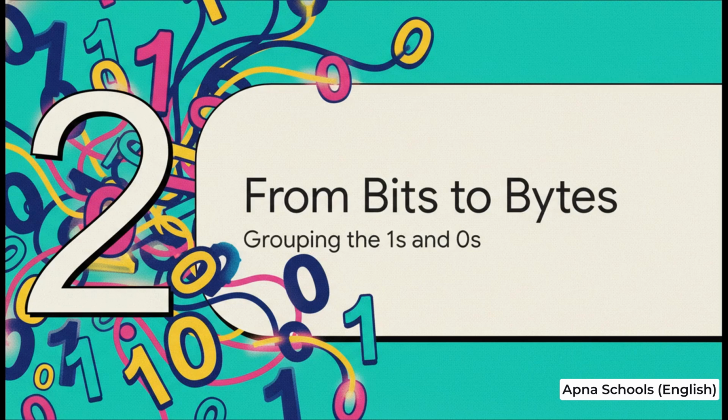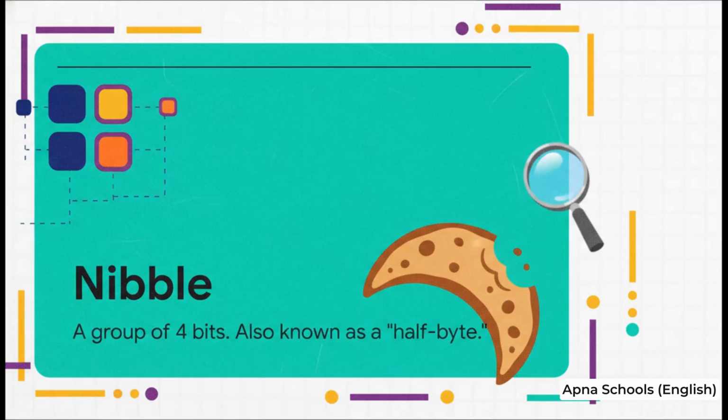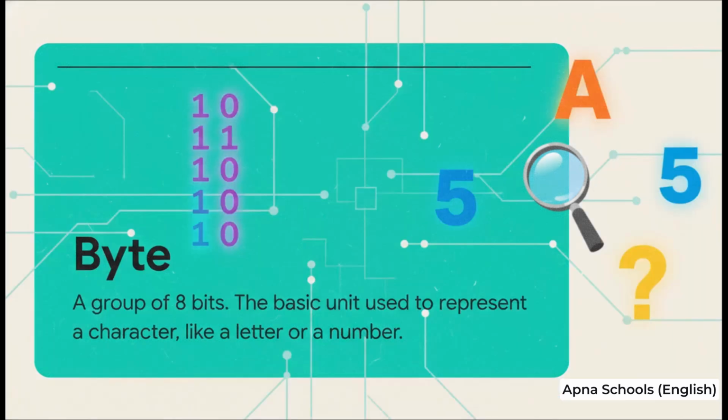So the next logical step is to start bundling them together to form the first meaningful words in the computer's language. First up, and this is one you might not have heard of, is the nibble. It's just a group of 4 bits. You can think of it as a half byte. Just a quick little byte of data. It's really just a stepping stone to something more important. And that brings us to the byte.